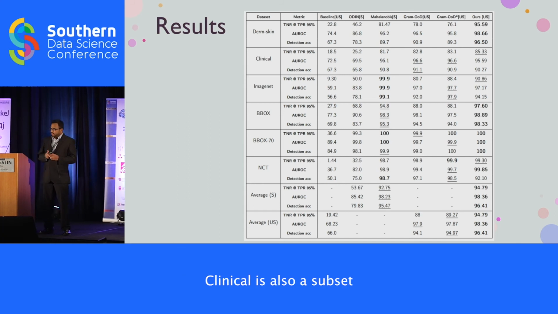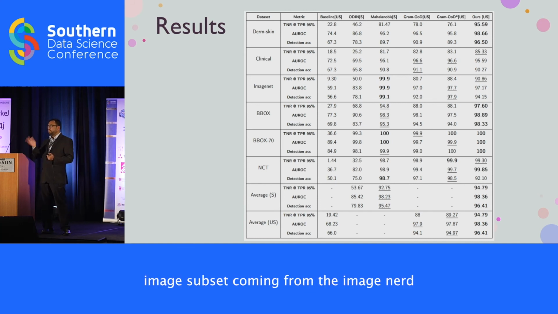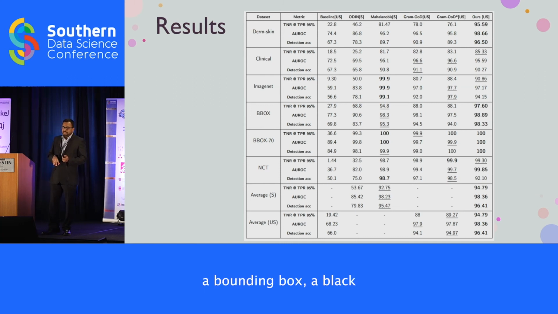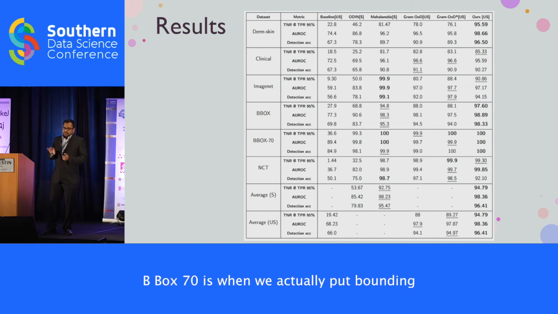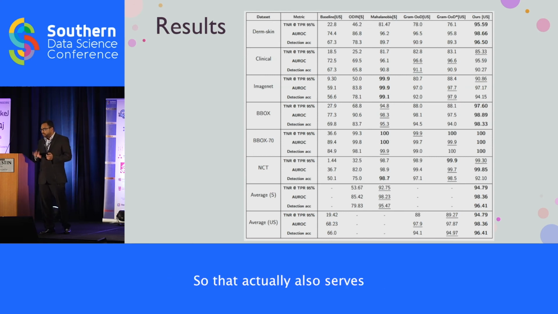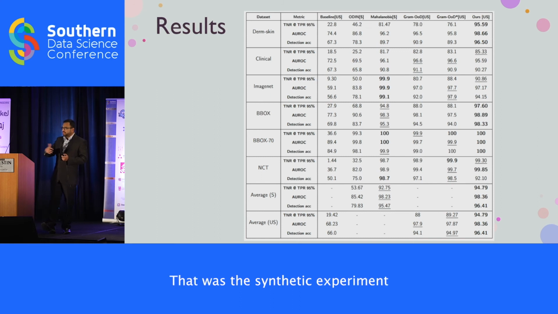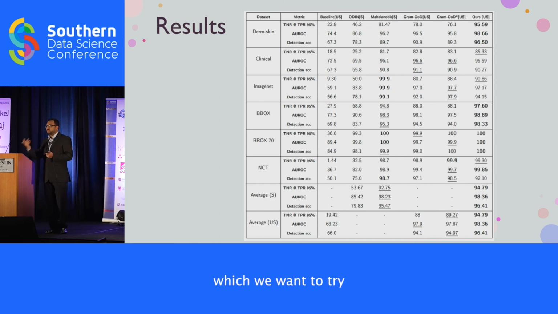Clinical is also a subset of skin cancer images. ImageNet is a 3,000 image subset coming from the ImageNet data set. B-box is where we actually place a black bounding box on the cancer itself. B-box 70 is where the bounding box hides 70% of the cancerous region. So that also serves as an out of distribution. That was the synthetic experiment which we wanted to try.